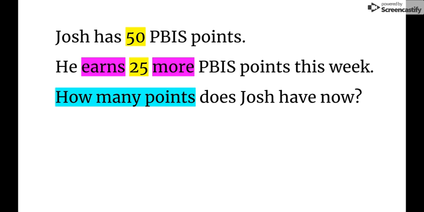Here I highlighted some of our key words. The numbers are 50 and 25. Those are very important. They're going to be in our number sentence. And then the key word is "he earns more." So we're going to start wondering, what does that mean?